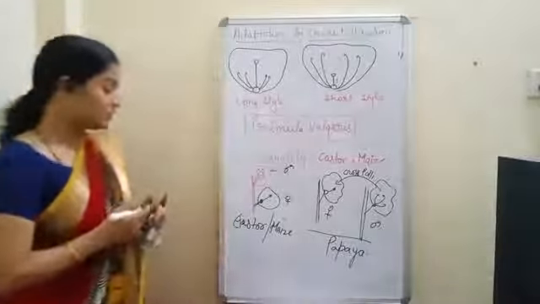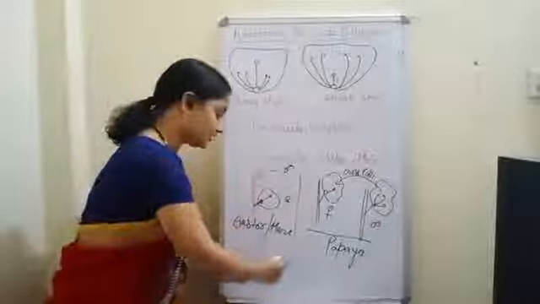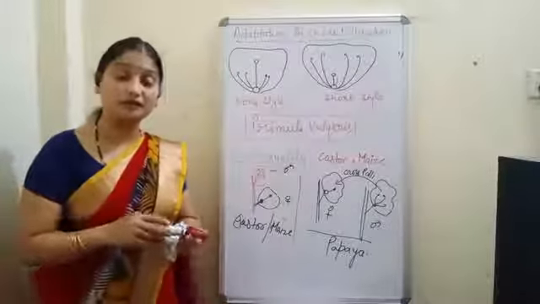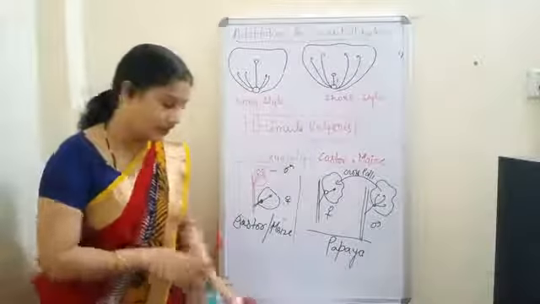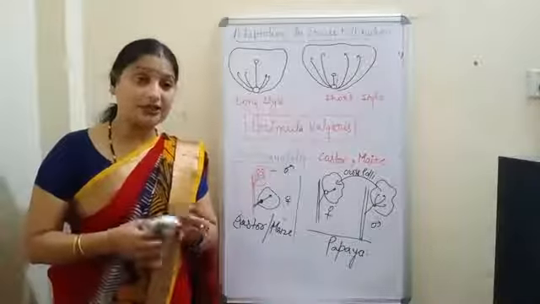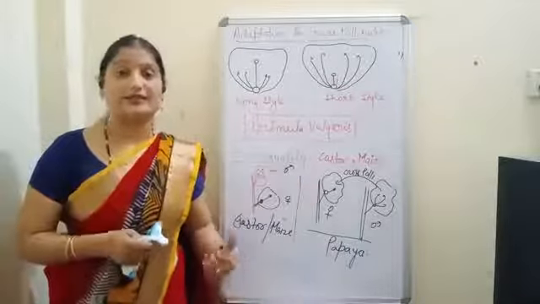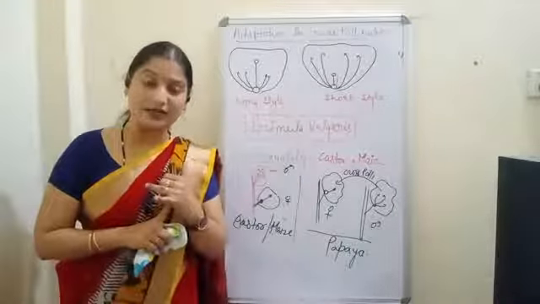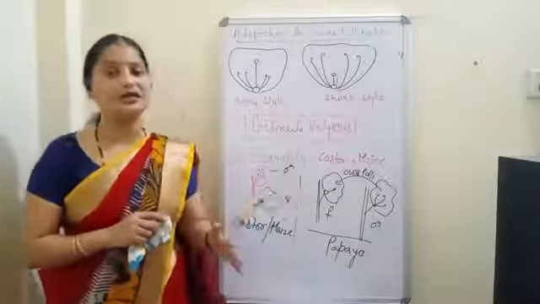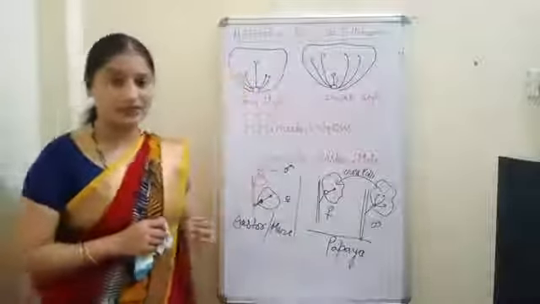Understood? So this shows unisexuality. Now these conditions favor the process of cross-pollination. Clear? Now we will see the adaptation with respect to the agents. That is, if anemophily condition is there, then what type of conditions are required for the process of cross-pollination.